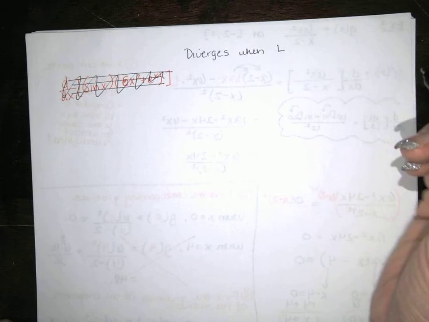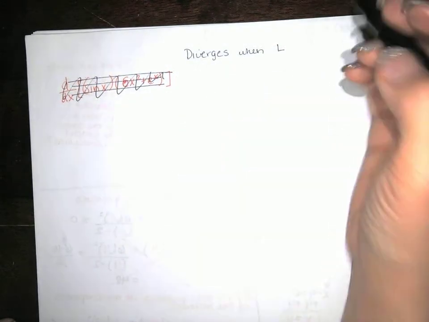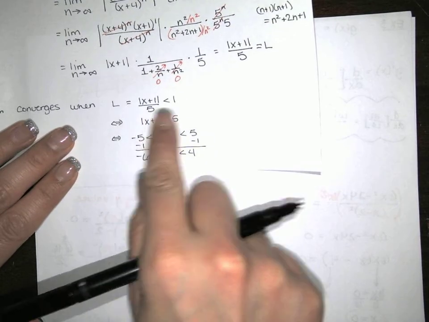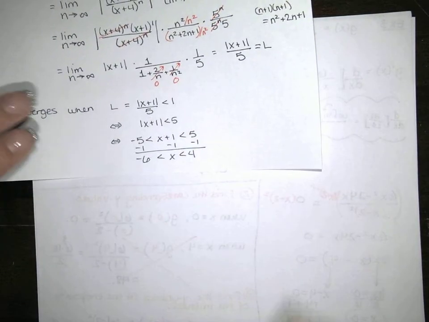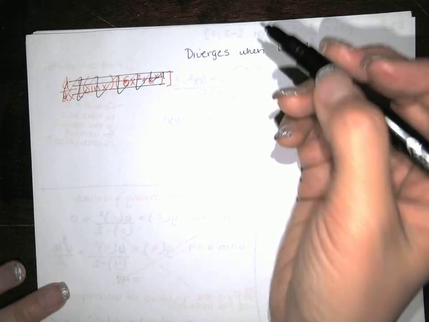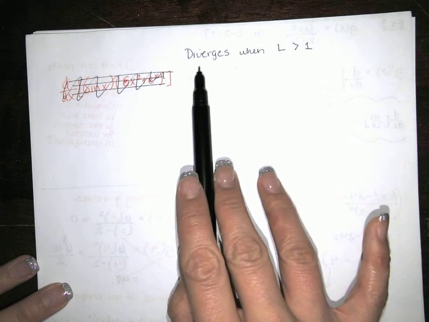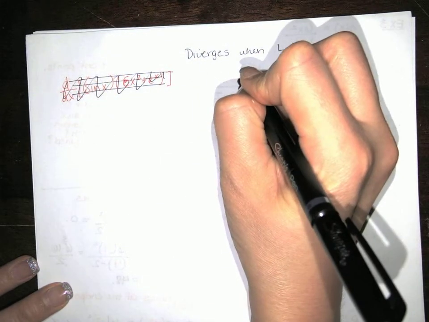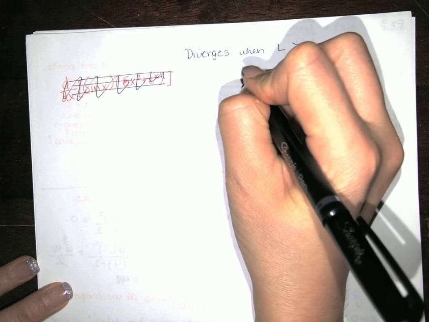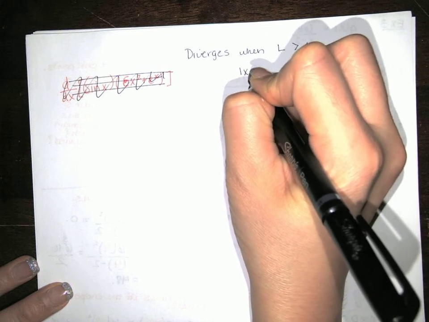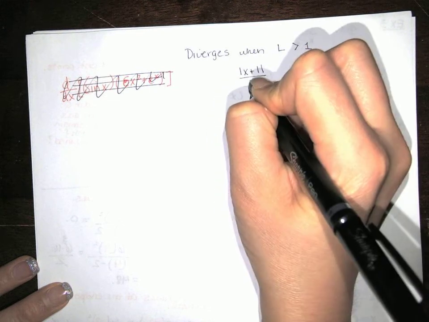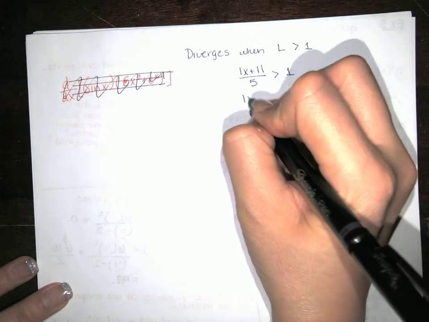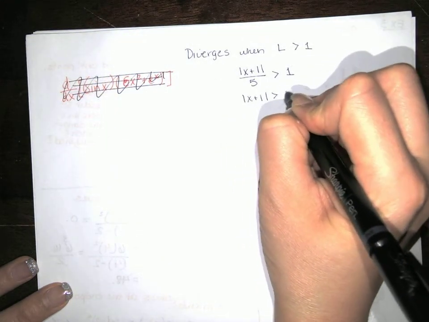All right. Not absolute value of L. It diverges when L is greater than 1. And it converges when L is less than 1, and L happened to have an absolute value in it. Sorry about that. I misspoke. So it diverges when L is greater than 1. And that means it diverges when the absolute value of x plus 1 over 5 is greater than 1. So multiply both sides by 5.